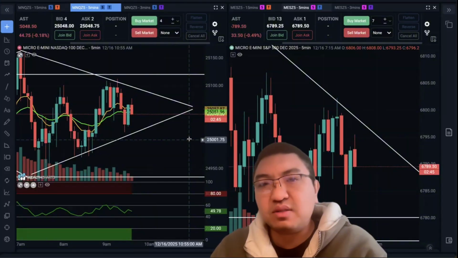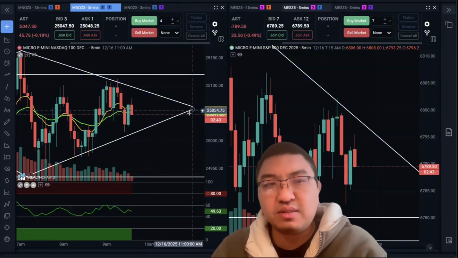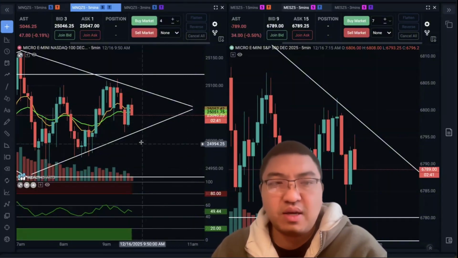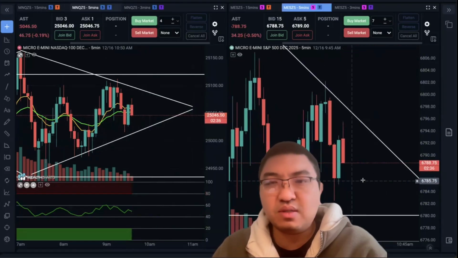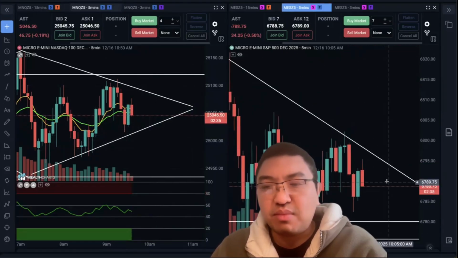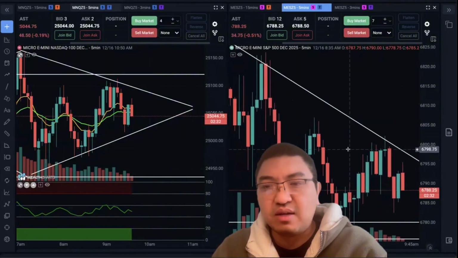Around 11, you will reach the peak of this sideway, and you're going to determine who's going to win. When it's in sideway, that means sellers and buyers are battling.